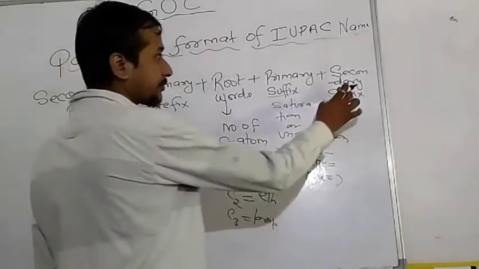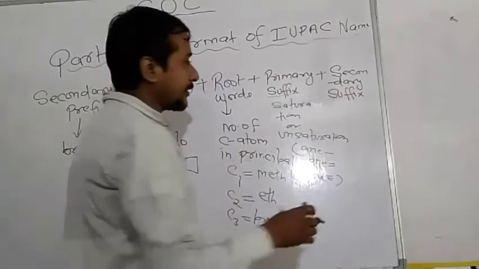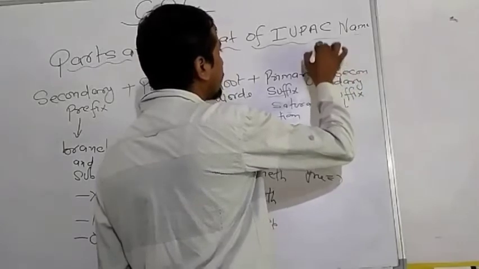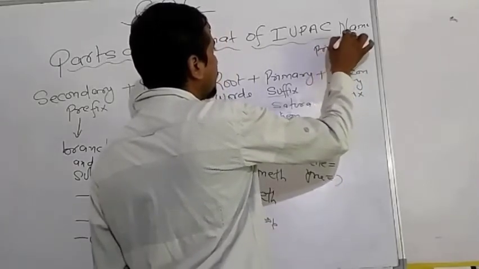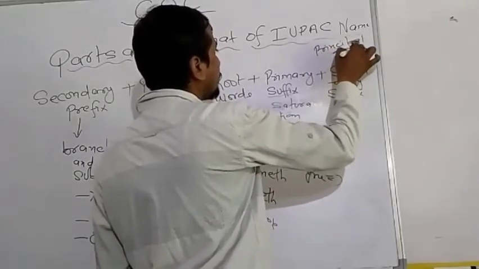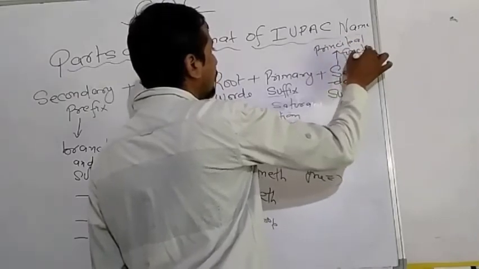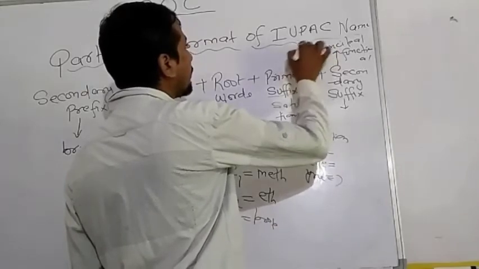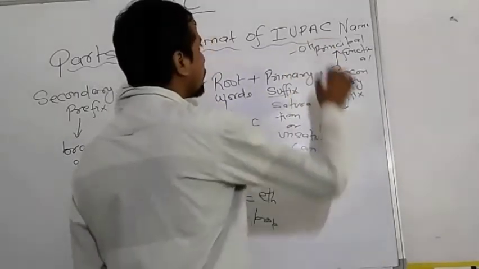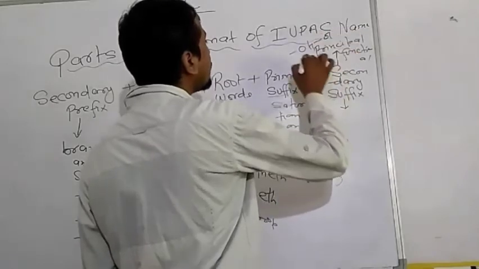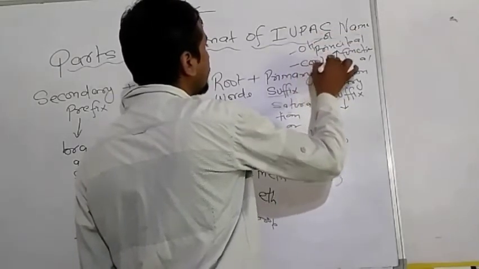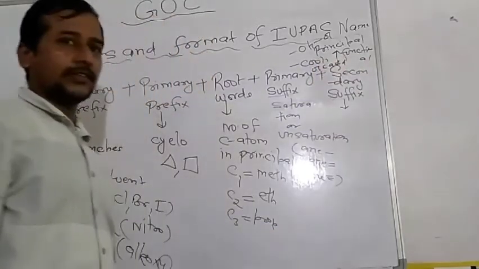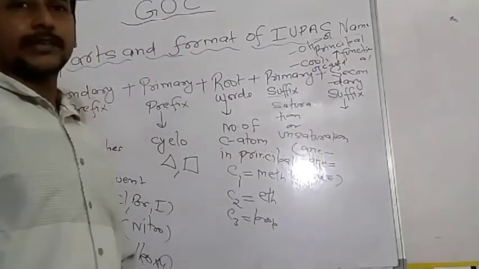Now come to the secondary suffix. Secondary suffix basically denotes the principal functional group. It may be alcohol if it is written like OH. So for this OH you can write ol. If it is written COOH you can write oic acid. So in this way you can write the nomenclature of a given organic compound.